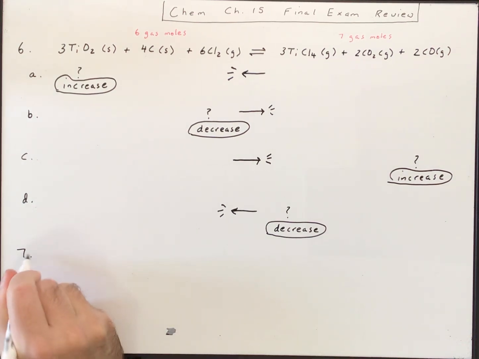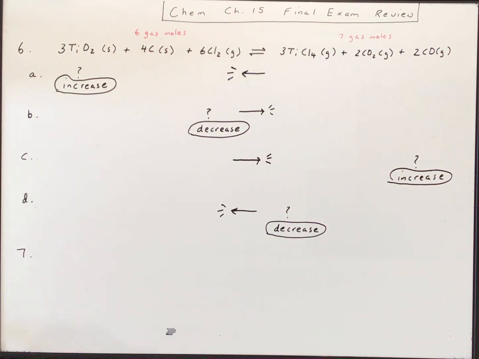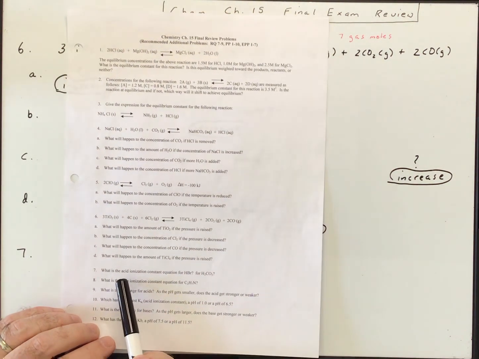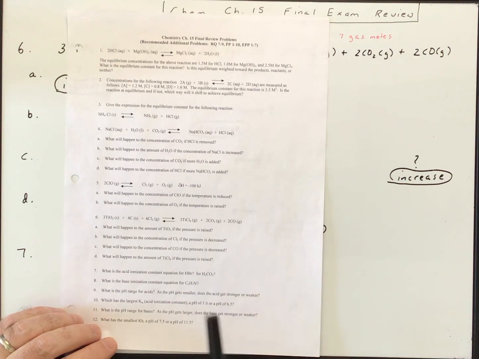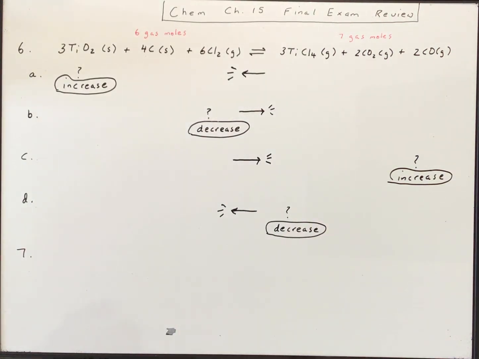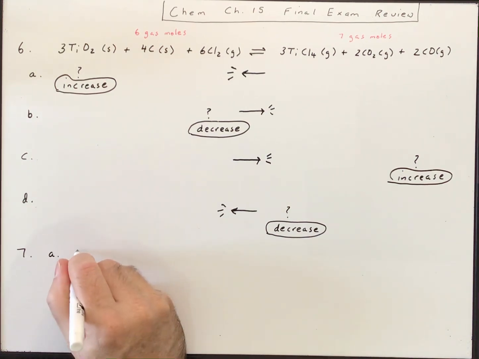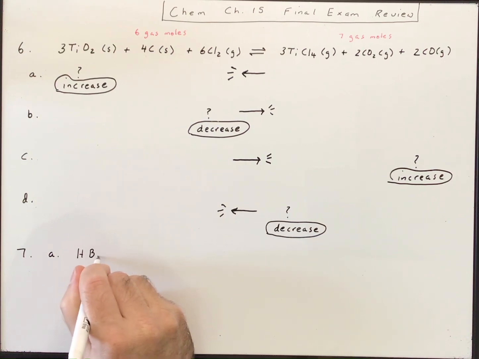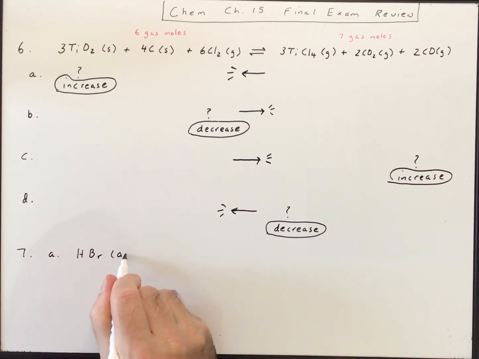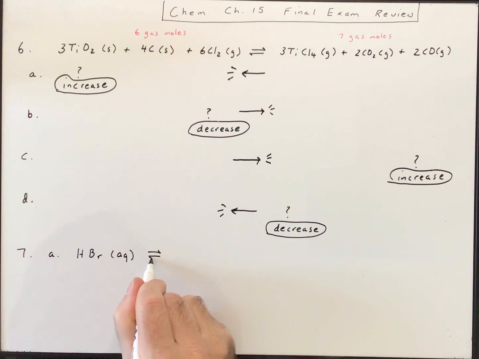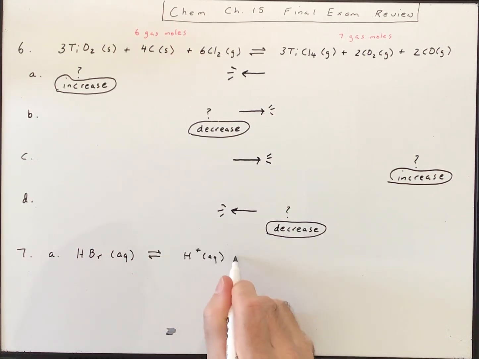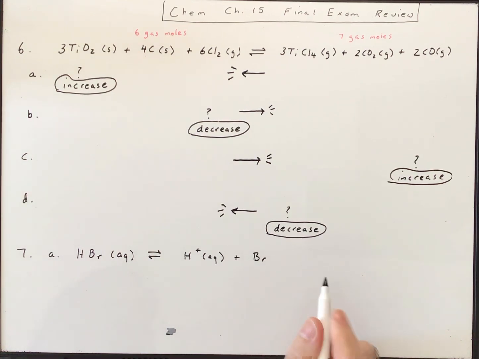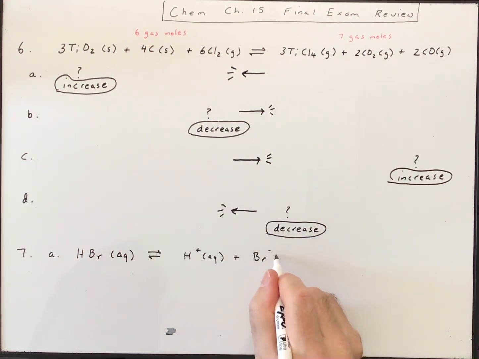Okay, let's see if we can fit number 7 on here. Number 7 says, we've got two questions. What's the acid ionization equation for HBr and for H2CO3? Well, acids want to split into their constituent ions. Okay, so we have HBr. We're going to assume that's aqueous. That's going to split into H plus and Br minus. Now bromine is in column 7, so it has a negative charge.